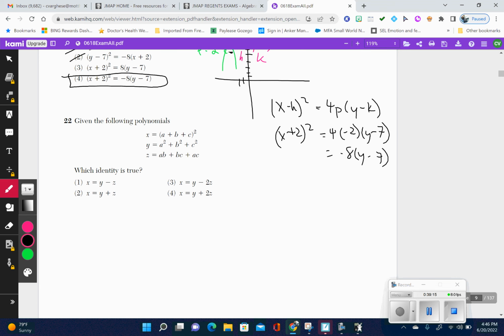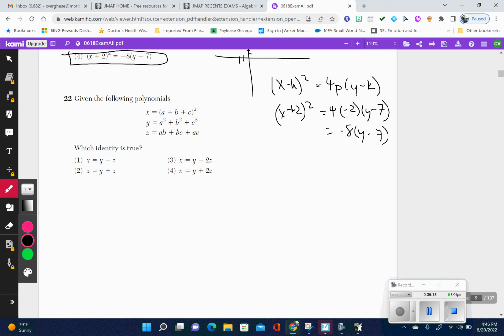So it's just asking you to go ahead and plug this stuff in. So I have this right here: x equals y minus z. I have to see if that's true. So I'm going to take x, which is equal to (a + b + c) squared, and I have to see if that gives me... this is annoying because I have to do all of these out. So y, which is a squared plus b squared plus c squared. And then I have to do minus z, so z is this: ab plus bc plus ac.